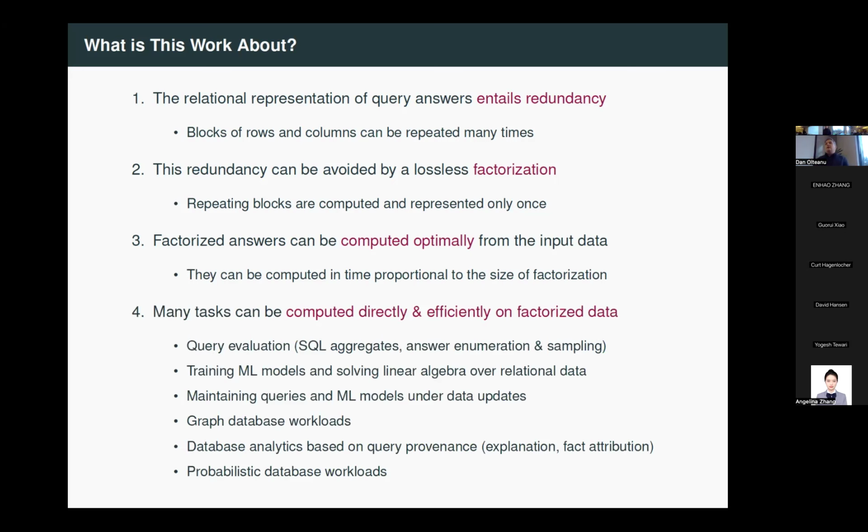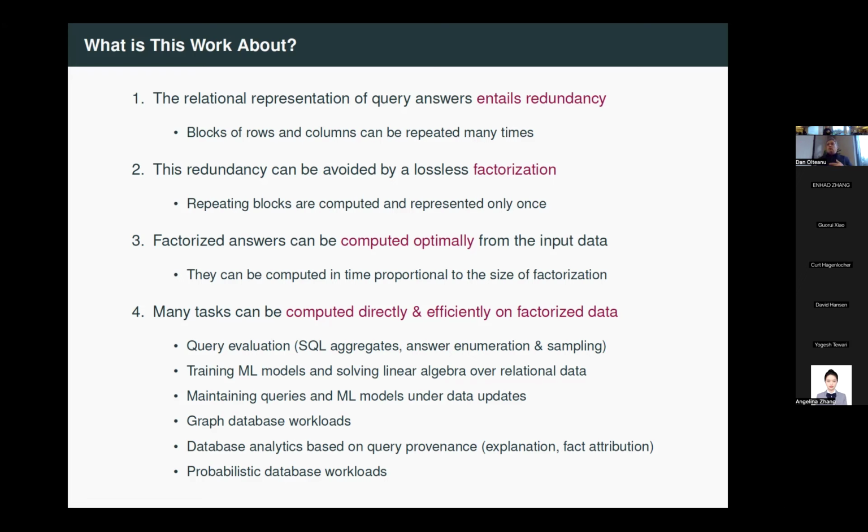And the second one, which actually made it very interesting to the community, was that somehow this compression is at the right spot between, let's say, having something very compressed and still allowing various tasks to be done directly on the compressed form, right? So many tasks can be computed directly and efficiently on this factorized data. In particular, we can do SQL aggregates in query evaluation, but we can also enumerate answers to the query as efficiently as if you had them presented to you as a table.